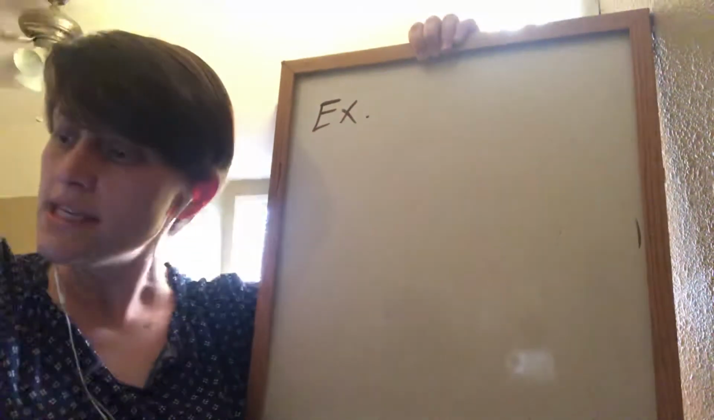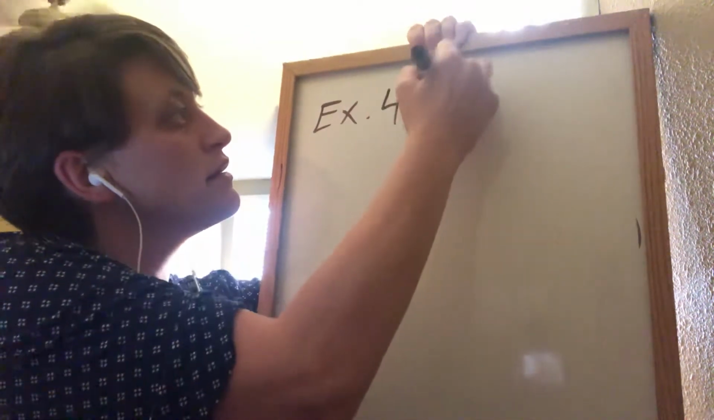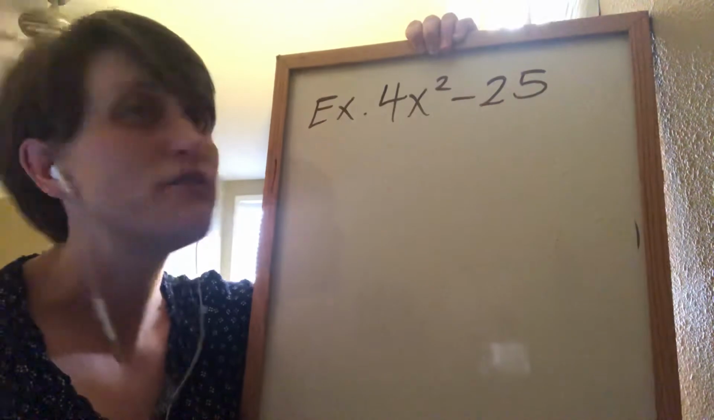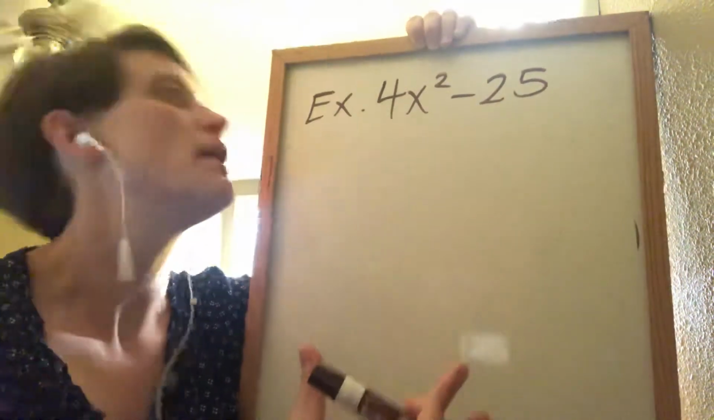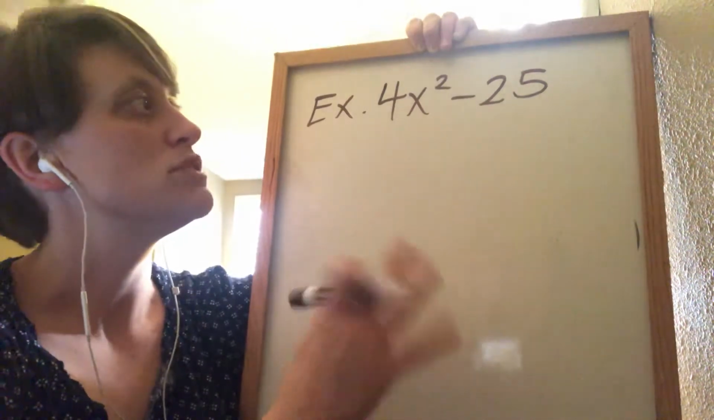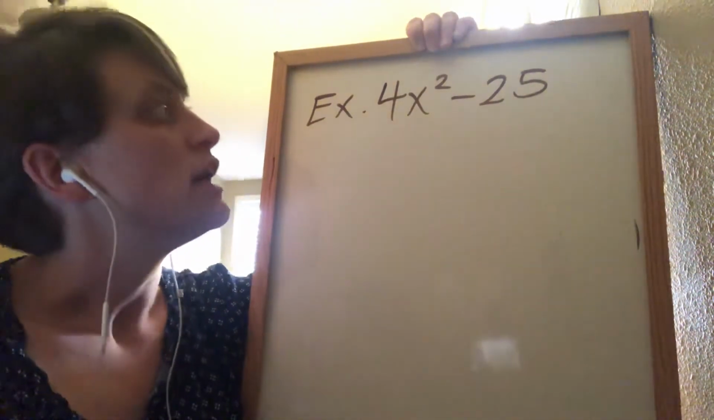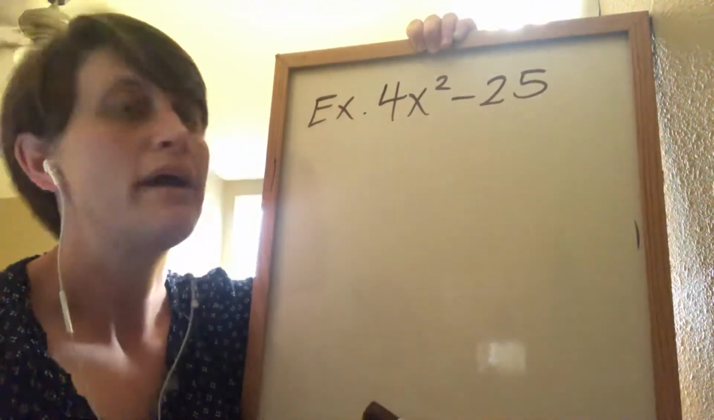Okay, this next one we're going to look at is 4x squared minus 25. All right, so first of all, this is a difference, and it's kind of got that form of difference of squares. We've got just two terms, and they're being subtracted. All right, so now let's look at what happens if we try to figure out what's being squared here.